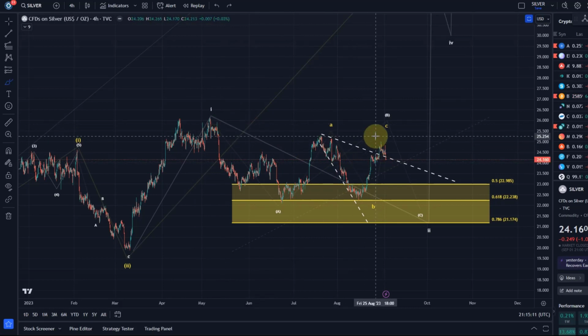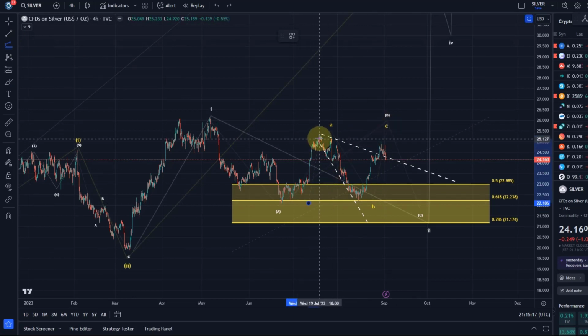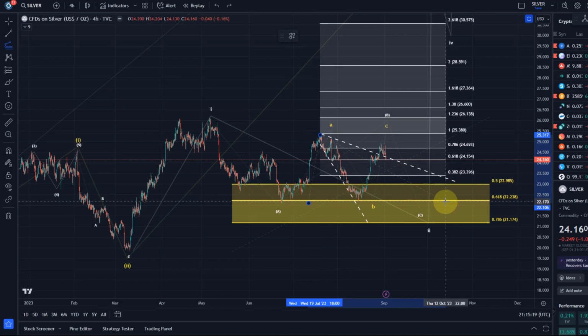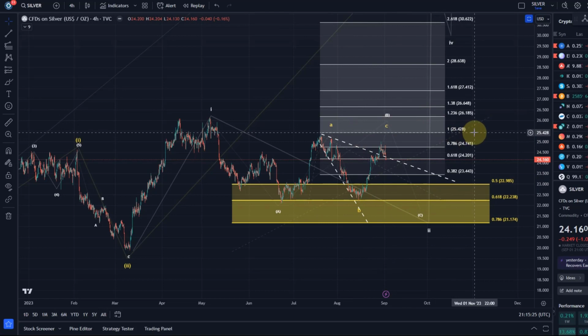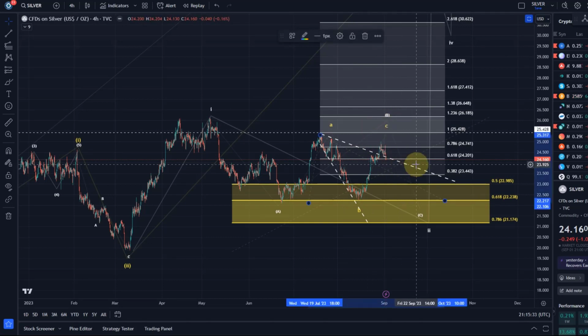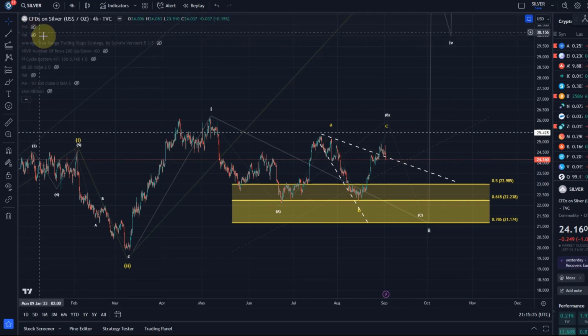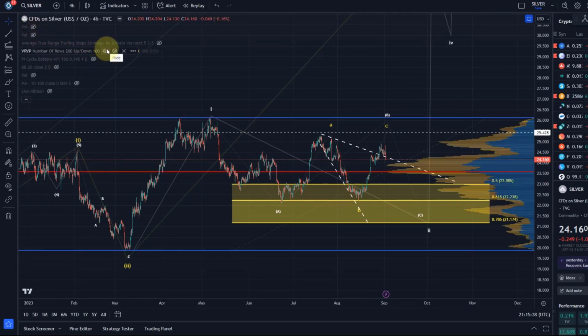What do we need to do? First of all, what was the ideal target for the C wave? That is how to calculate. We take the length of the A wave, go to the low of the B wave, and the 1-to-1 ratio here, the key target is $25.43. So this is what I'd love to see in the C wave. We don't need to get there, but it would be ideal. If we add the volume profiles, let's see if there is additional high volume there. Not really. It's rather here where we bounced from around $25. That's probably one of the reasons why price got rejected there.